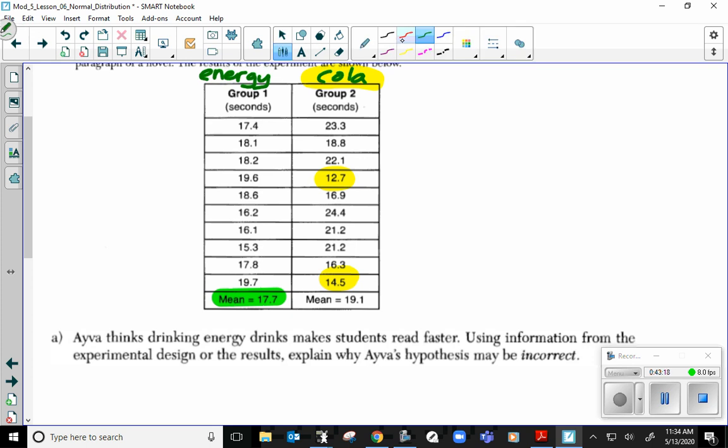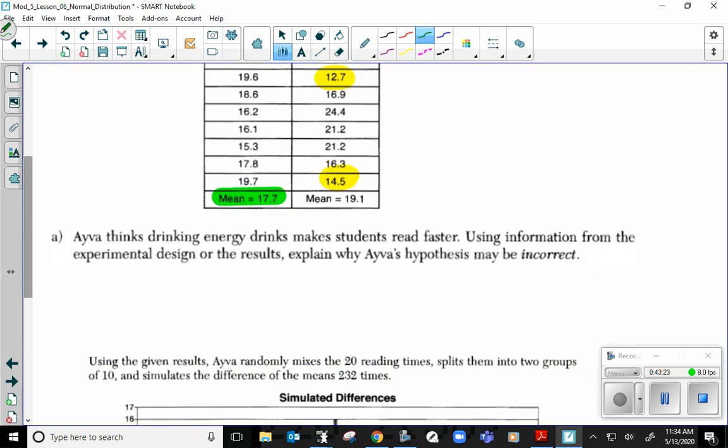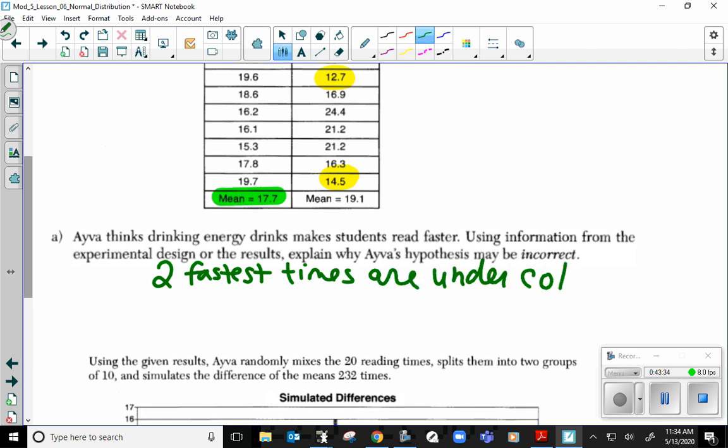So if I use that data to prove that she's wrong, okay, so explain why she might be wrong, you just say the two fastest times are under the cola column. Okay, that's it, point blank. You could say, well, maybe kids didn't sleep. Yeah, that could be true, but that's not using the information in the table. You want to use the information in the table, okay?